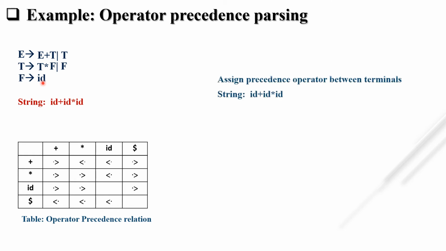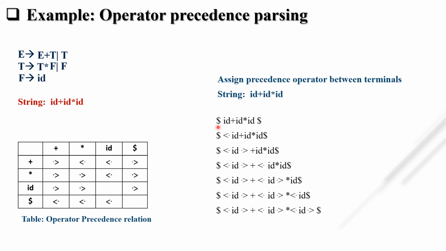The next step is to assign precedence between terminals and operators. Why is the dollar symbol used? We have to put it at the beginning of the string and at the end of the string to put the precedence. So we put a dollar at the beginning of the string and a dollar at the end of the string.